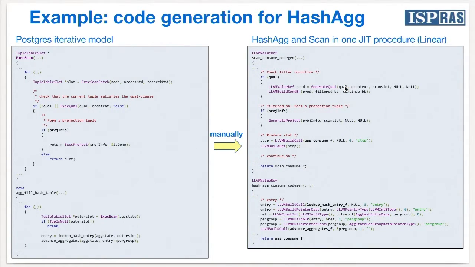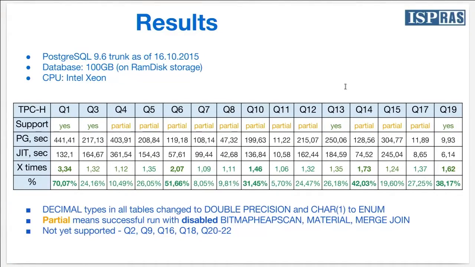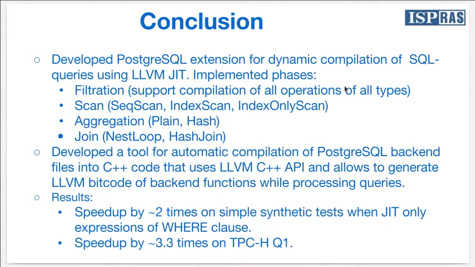They have manually converted most of the Postgres SQL nodes. Not all nodes are currently converted. For example, bitmap heap scan is not currently converted. Most of the speed up is achieved at the first query. But I expect that, for example, Q6 also will be significantly improved once they have implemented bitmap heap scan. So, conclusion: they have done a lot of work in quite a small amount of time, because this work was started just this year.